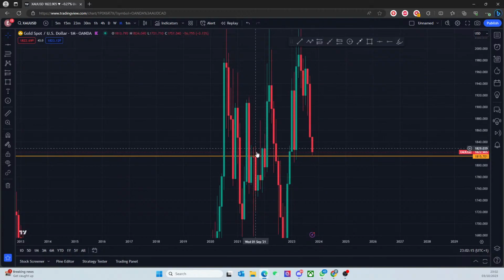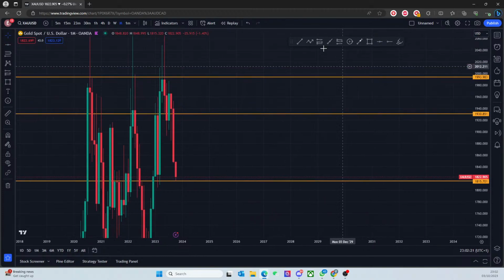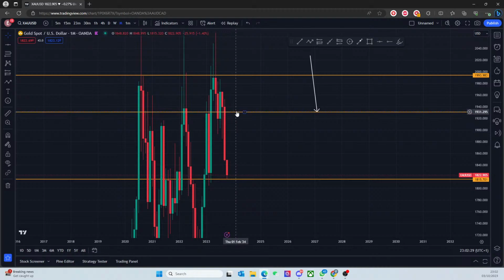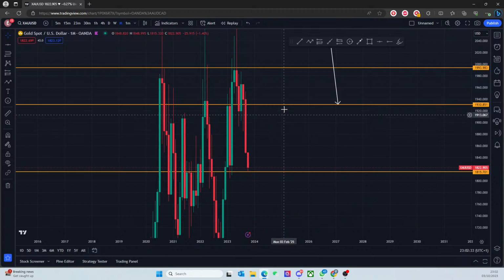Number one, we have a range fill. A range fill means that if you're on a 5 minute and you have this, if you come down, you'll very likely retest the top of the range. So does that mean we're going to retest up to here? Not necessarily, because it's the monthly time frame and these ranges are huge.